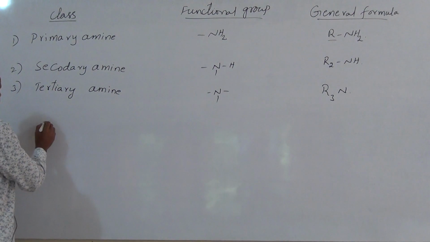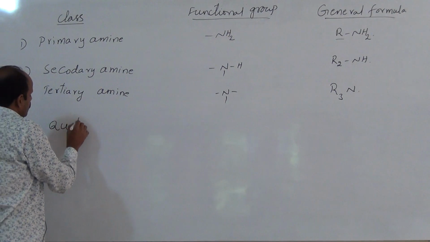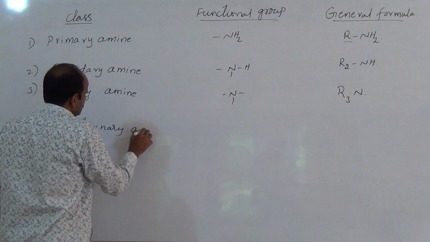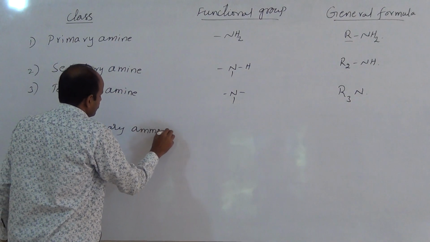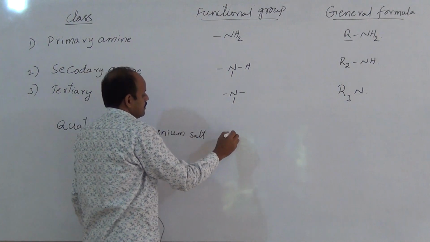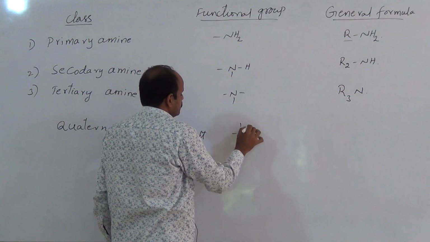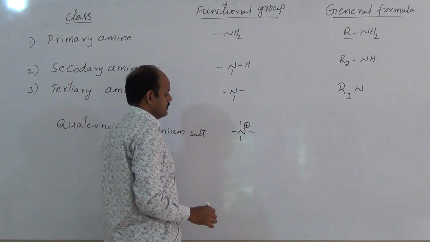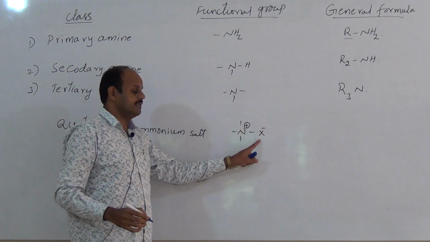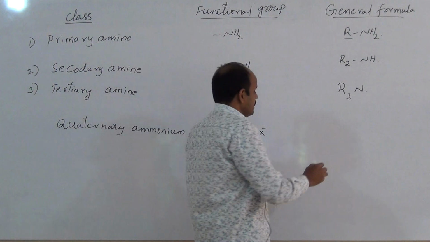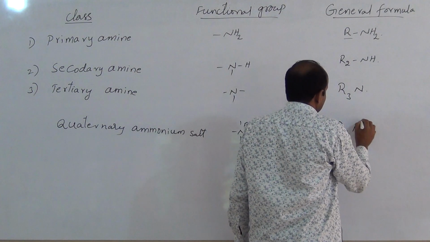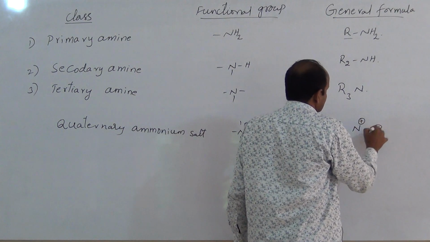In addition to these three types, one more is there. What is that? That is the quaternary ammonium salt. In this one, the nitrogen atom is bonded with 4 alkyl groups. Since it is a salt, a halide will be there. So the general formula is R4N+ X-.